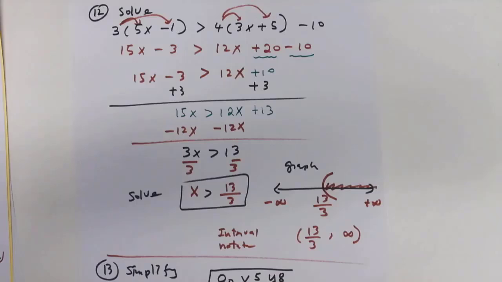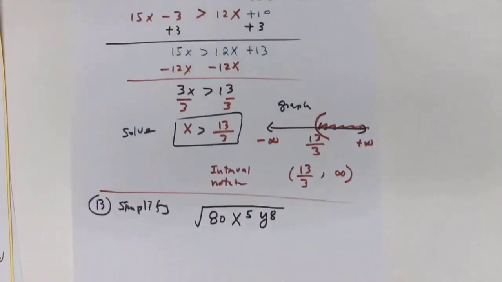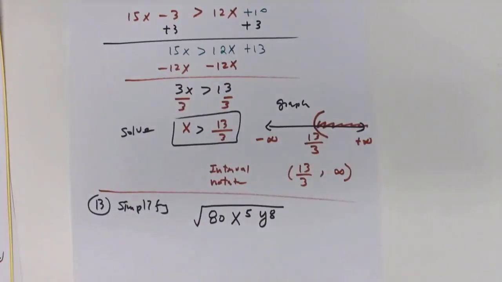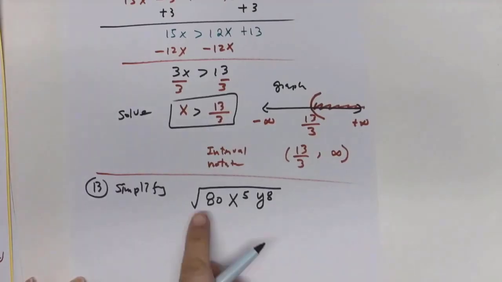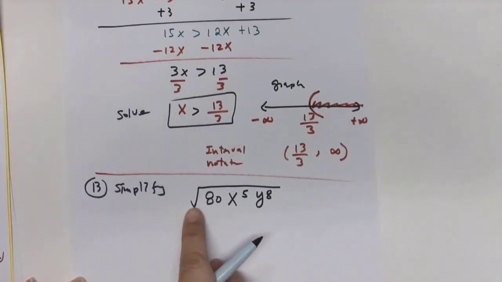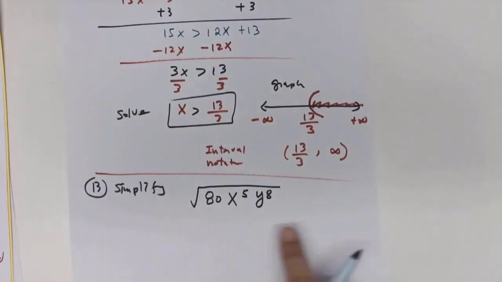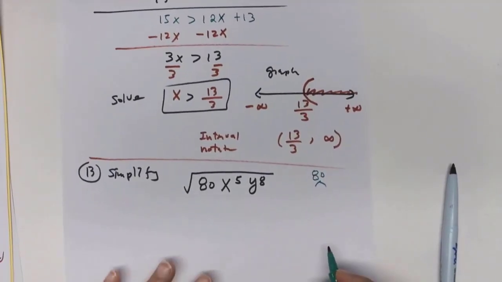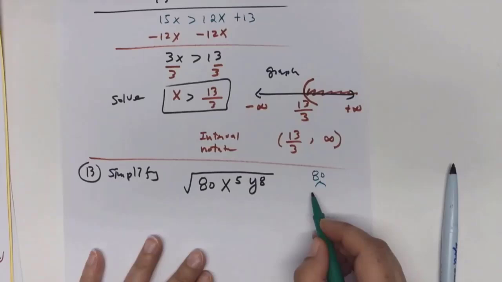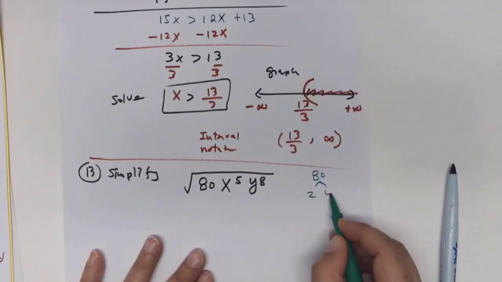Sorry, getting stressed. All right. So this is what kind of root? I don't see a number for the root number. This is a square root, meaning how many as a group to get out? 2 as a group. So I need to break the 80 first. 80 can be 40 and 2. 2 times 40, okay?